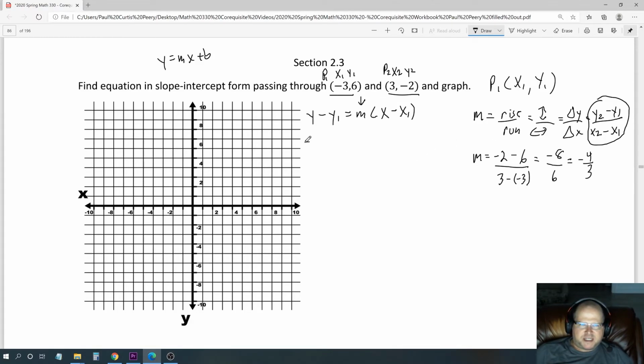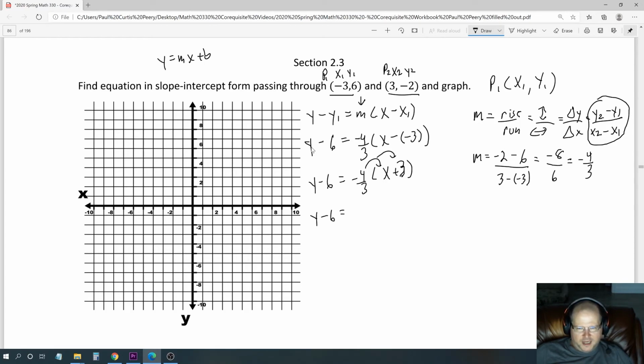So now we can plug everything in. So it's y minus y1. What is y1? It looks like it's a 6. What is m? It looks like it's a negative 4 thirds. What is x1? x1 is over here, which looks like it is a negative 3. So we end up with y minus 6 is equal to negative 4 thirds times x minus negative 3, which is the same as x plus 3. Okay. Now, we're almost done, but we need to solve for this y. But before we solve for the y, we want to simplify both sides, including distribution.